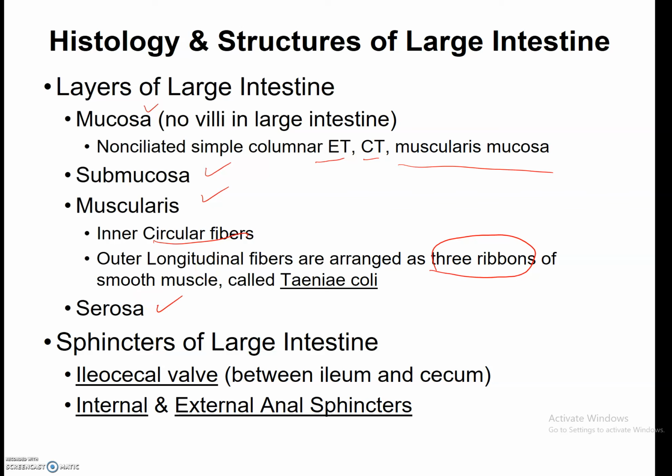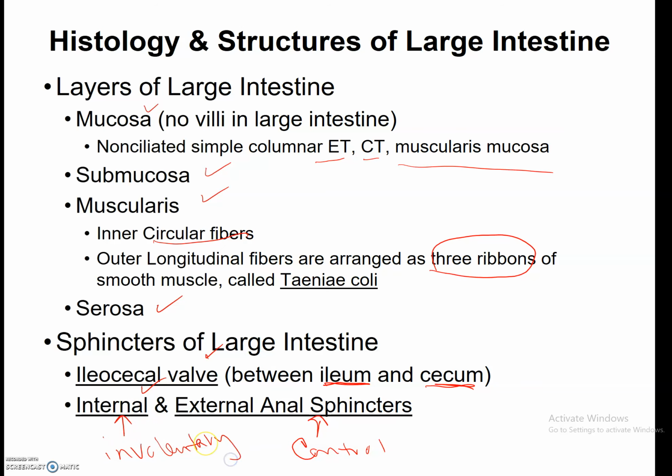And then the sphincters that we have to pay attention to in the large intestine are the ileocecal valve. So that's the junction between the ileum, the end of the small intestine, and the cecum, the beginning of the large intestine. And then there's the internal and external anal sphincters. We have voluntary control over the external, but internal is involuntary.